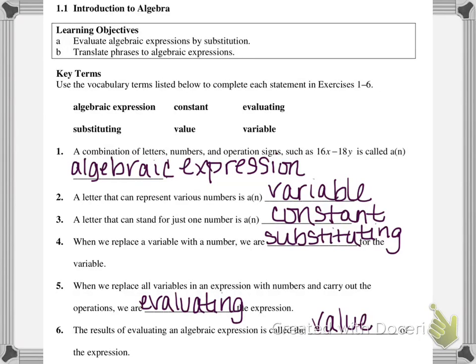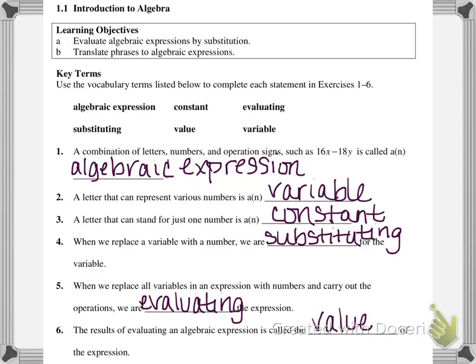Lesson 1.1 is an introduction to algebra, and the terms that are going to be discussed in this lesson are terms that you'll start hearing throughout all of the lessons this semester. They're very common vocabulary terms that we use to represent different things in algebra. So the first one, a combination of letters, numbers, and operation signs is called an algebraic expression. As long as there's not an equal sign, it is an expression.